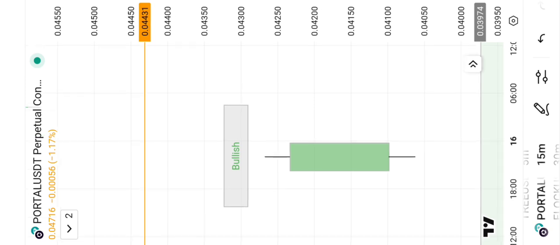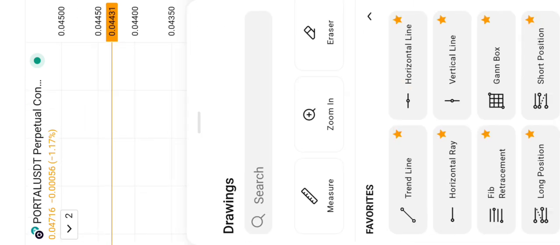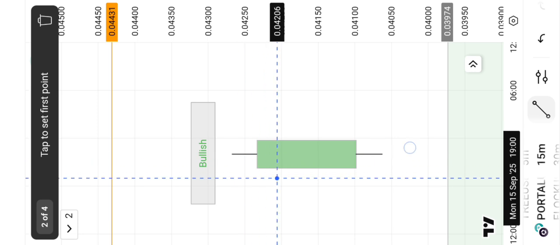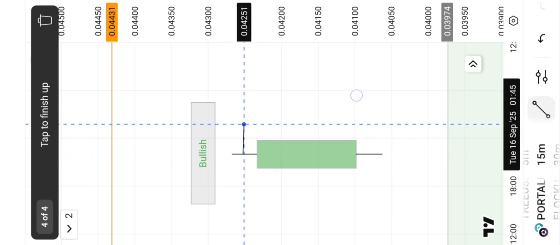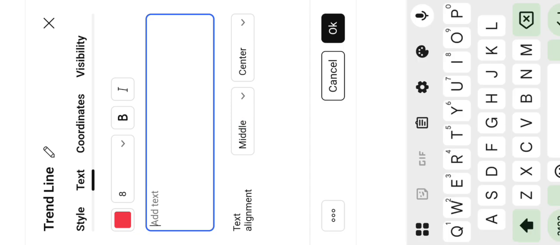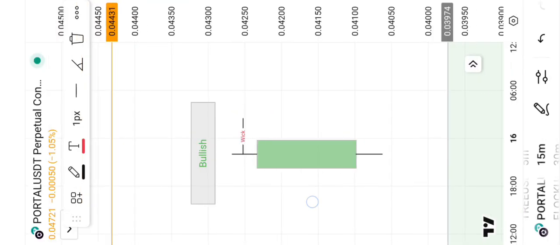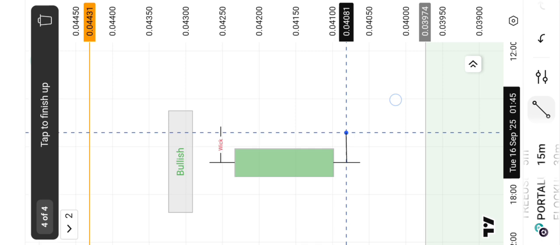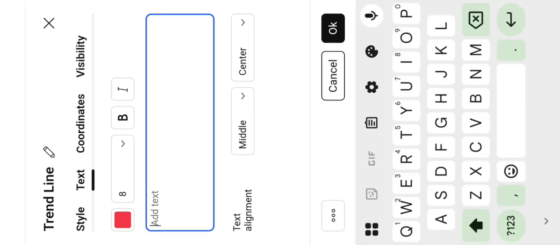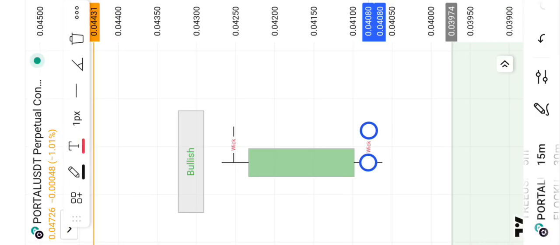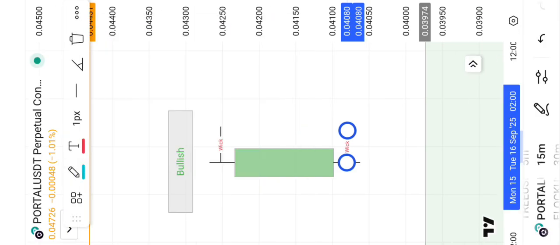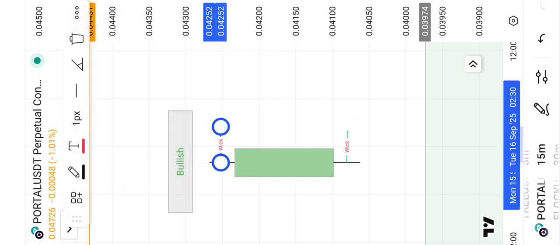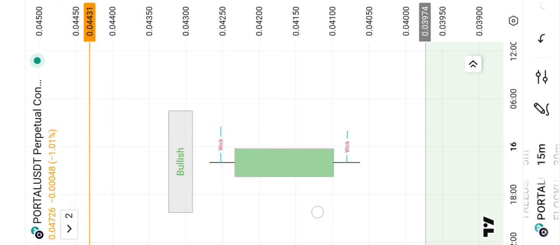From this bullish candle, this tiny line that you see here is what we call the wick of the candle. This is also the wick of the candle.